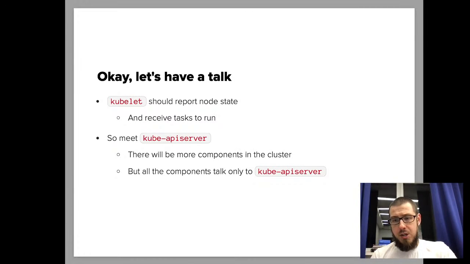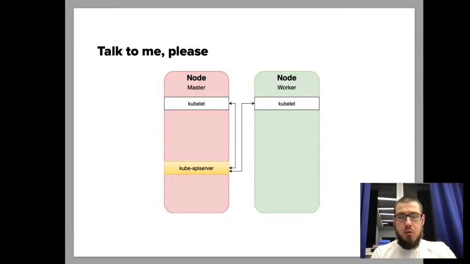That's a very important thing to understand: all the components of the cluster talk to each other only through the kube API server. And once again, kubelet has to report its state somewhere, so it talks to the kube API server and reports what's happening, how many resources it has, etc.